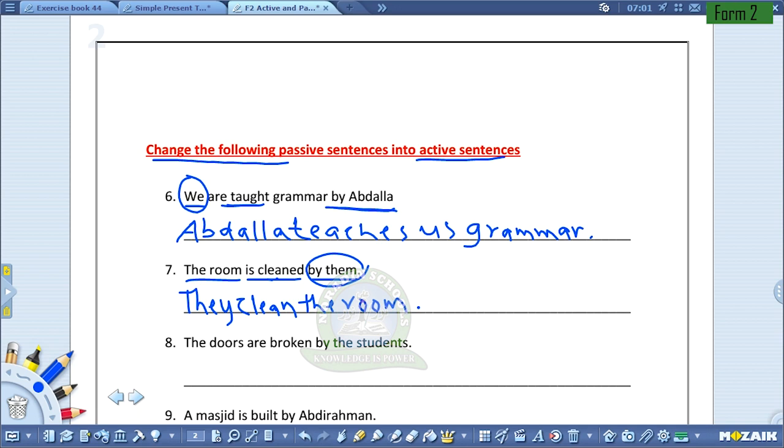The doors are broken by the students. Maybe they were playing and they broke some doors. The doors are broken by the students. By the students, this is our subject. Here is the plural subject, the students. Here we have broken. It's an irregular verb. When it comes to its base form, we can write it like this, break. The students, we don't need to add ES. The students break the doors.